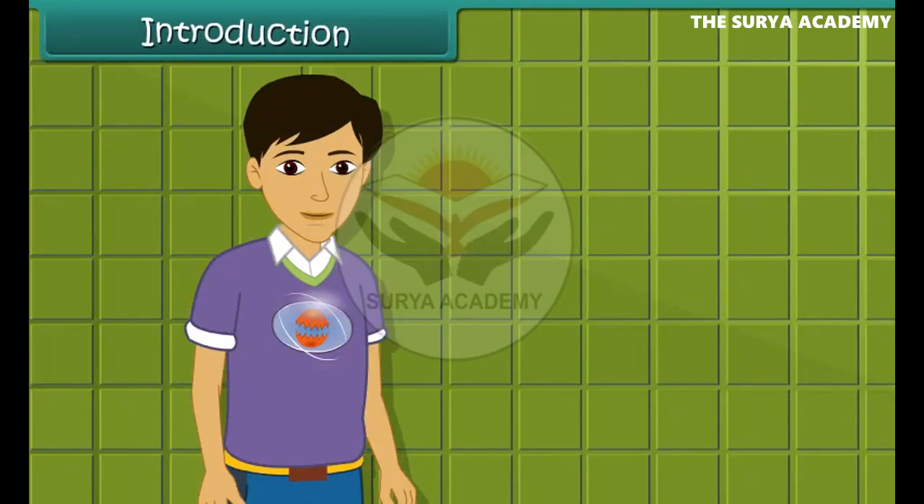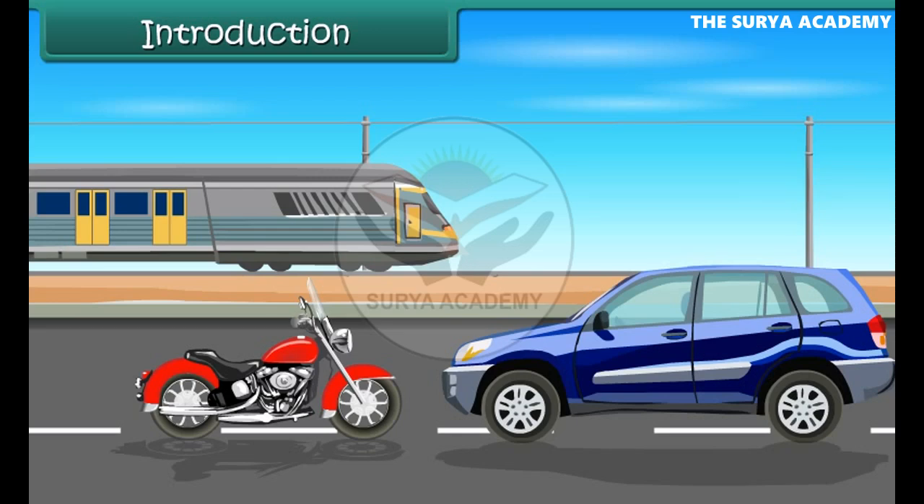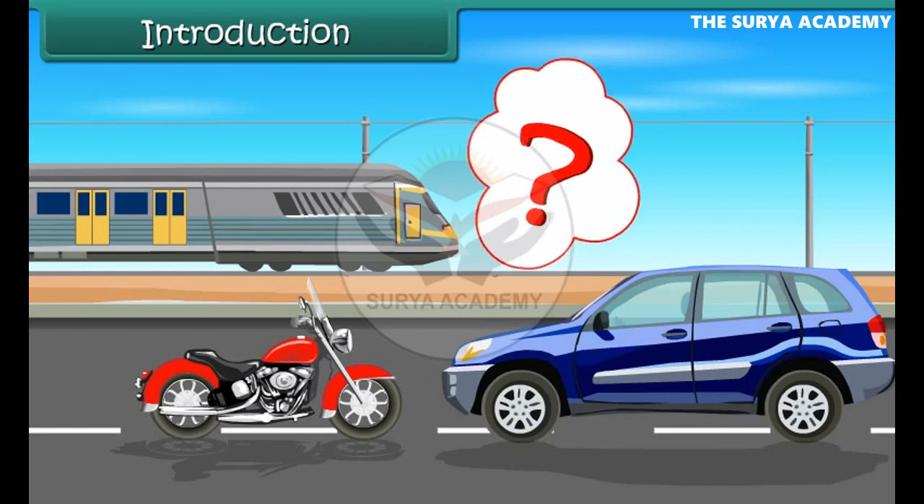Introduction. Hi friends, we can see so many vehicles like bikes, cars, trains, etc. all running around us. They don't eat any food like any living being does. Then how do they get their energy?